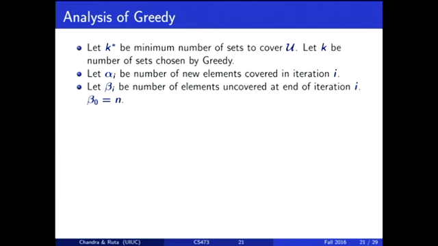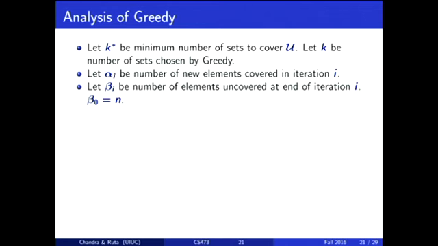Okay, is that okay? So what is beta 0? Beta 0 means basically that we haven't started the algorithm, right? We will define beta 0 to be n. At the beginning of the algorithm, the 0th iteration didn't start. So beta 0 is what? N, which is the total number of elements that you need to cover. Is that clear?